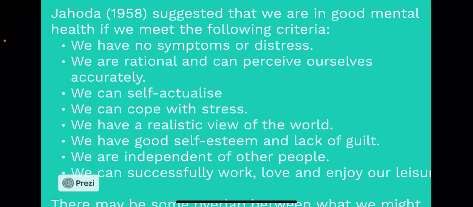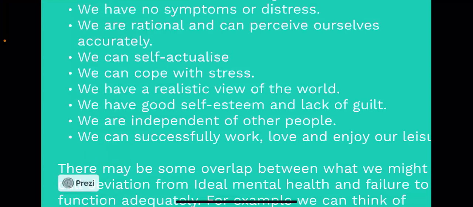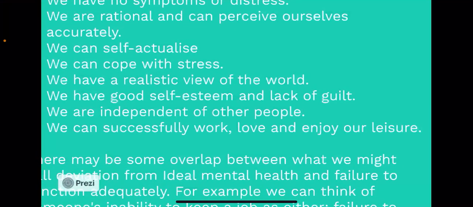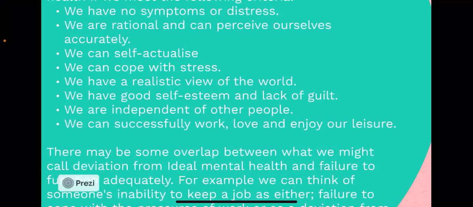Jahoda, 1958, suggested that we are in good mental health if we meet the following criteria. We have no symptoms or distress. We are rational and can perceive ourselves accurately. We can self-actualize, so that's your humanistic approach there. We can cope with stress. We have a realistic view of the world. We have good self-esteem and lack of guilt. We are independent of other people. We can successfully work, love, and enjoy our leisure. So we've got several criteria there which someone has to meet if they have ideal mental health.